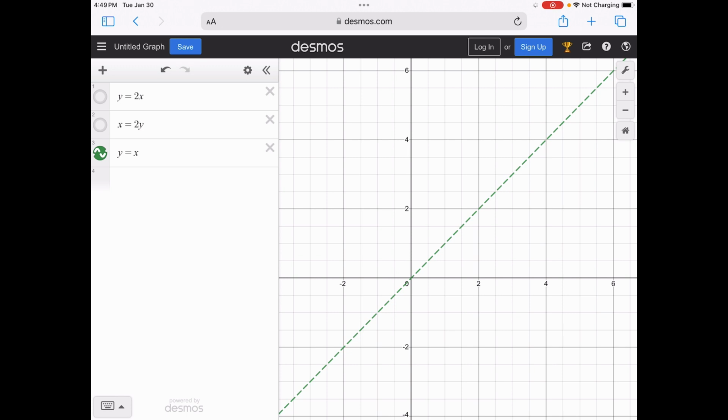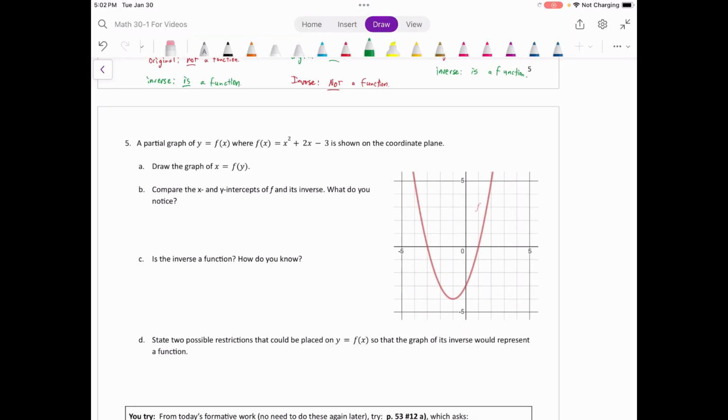Or when we take a relation that was not a function, and its inverse ends up being a function. All right, so heading back to the notes here, let's try this one out. A partial graph of y equals f of x, where f of x equals x squared plus 2x minus 3, is shown on the coordinate plane. There it is, right here. Draw the graph of x equals f of y.